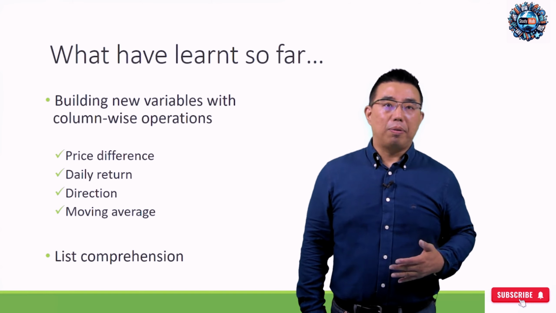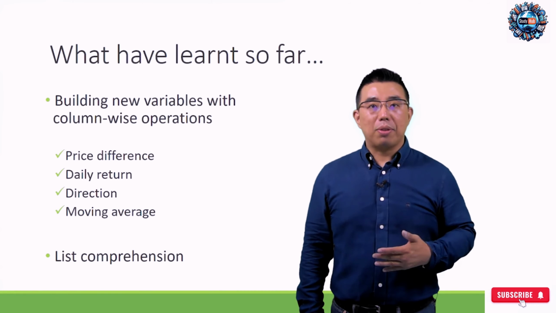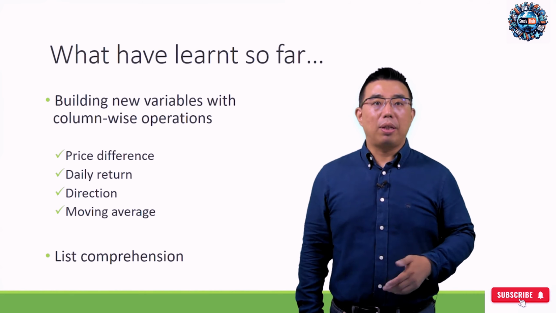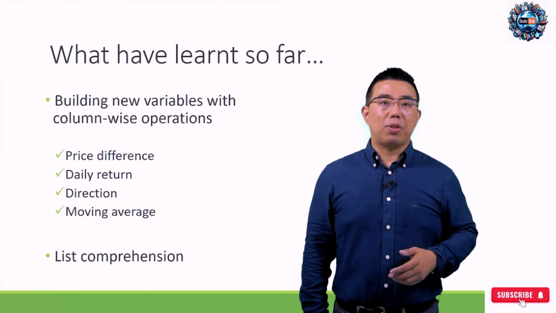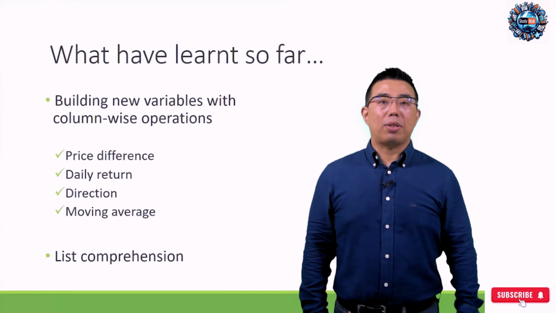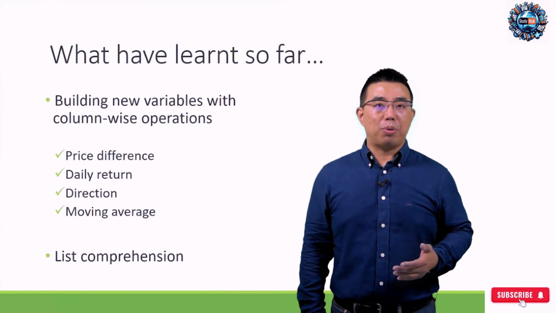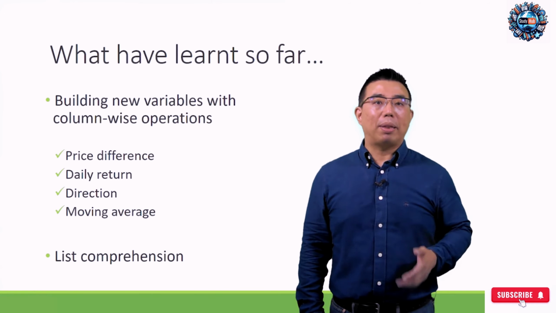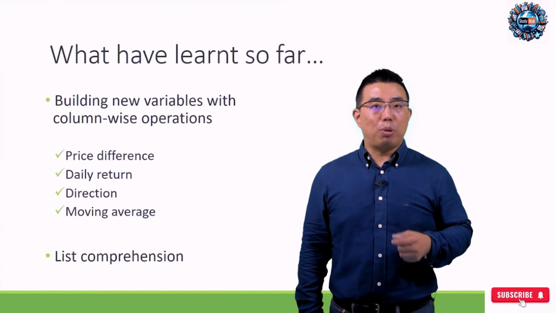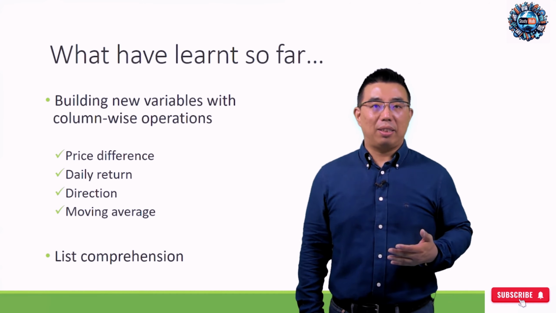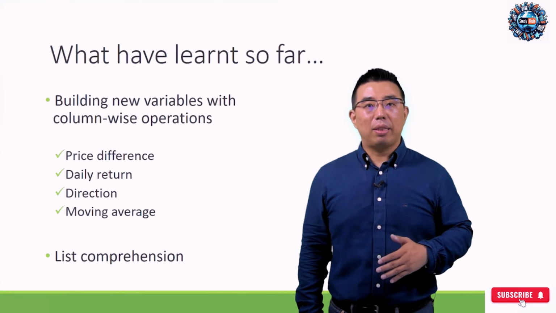In this video, you have learned how to create new variables, such as price difference, daily return, direction, and moving average. We also discussed how to use list comprehension to create new variables following a very complicated rule. In the next video, we will build a simple strategy for stock trading based on our discussion about slow and fast signals.